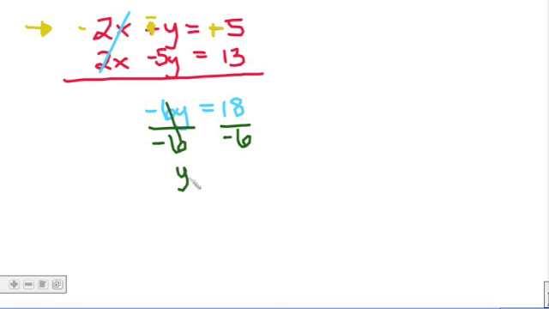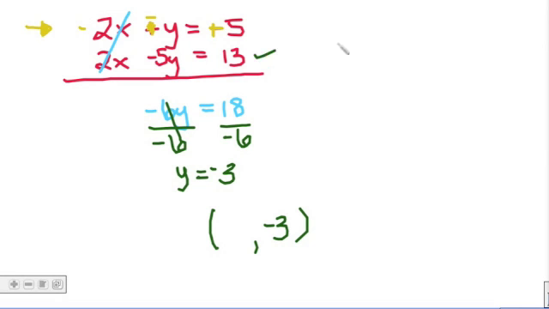6's cancel, y falls down. 6 goes into 18 3 times. Positive and a negative equals a negative. So you found now your first answer for y. And again, now you're done with elimination. Just go back up and plug in that -3.